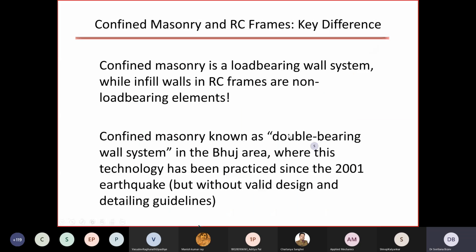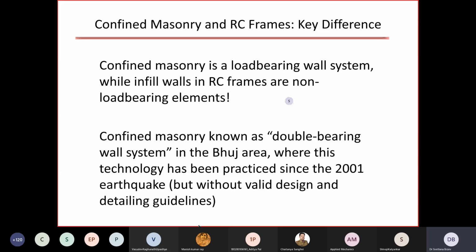So in conclusion, confined masonry is a load-bearing wall system, while infill walls in reinforced concrete frames are non-load-bearing elements, and very often, unfortunately, are not taken into account in the design, and they should be taken into account.